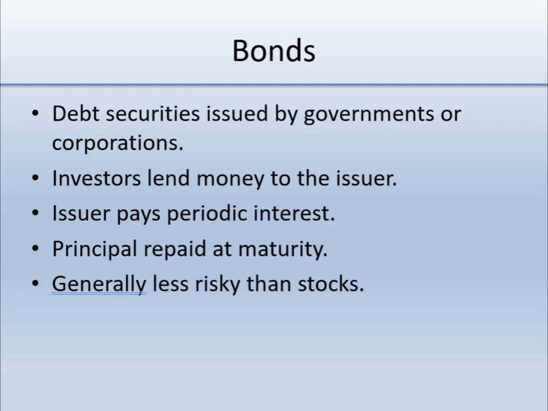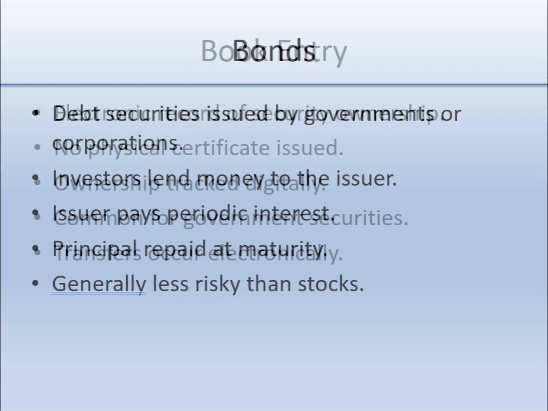Bonds. Bonds are loans made by investors to corporations or governments. The issuer agrees to pay periodic interest. The principal is repaid at maturity. Bonds are generally less risky than stocks. They provide predictable income.